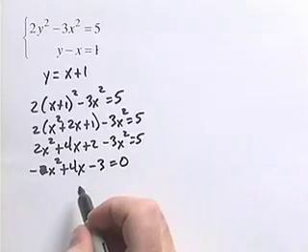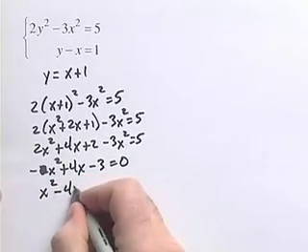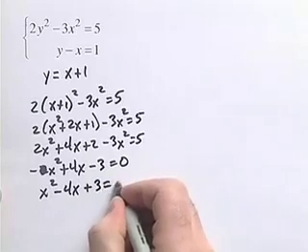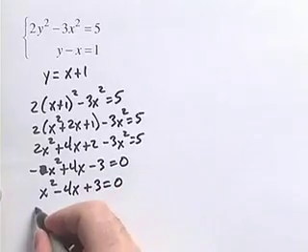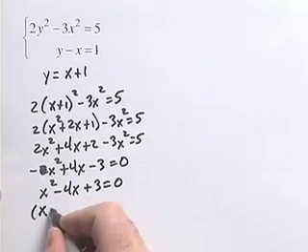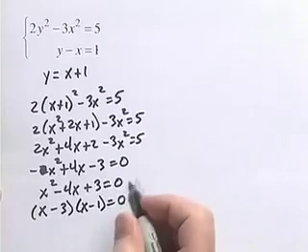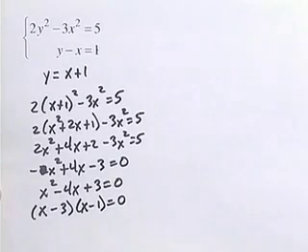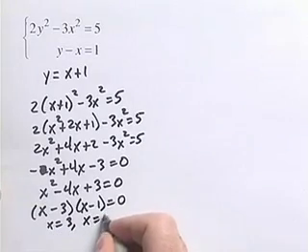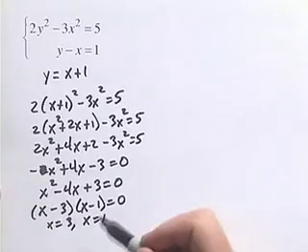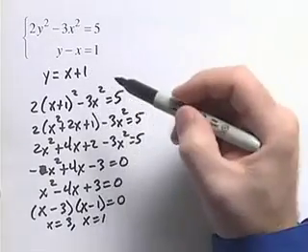If we go ahead and multiply through by a negative, we'll have x squared minus 4x plus 3 is equal to 0. We have a quadratic equation. We'll go ahead and try to factor this. We'll get x minus 3 times x minus 1 is equal to 0. If we set each factor equal to 0 and solve, we'll get x is equal to 3, or x is equal to 1. We're going to use these two values for x back up here in equation 2 to solve for y.